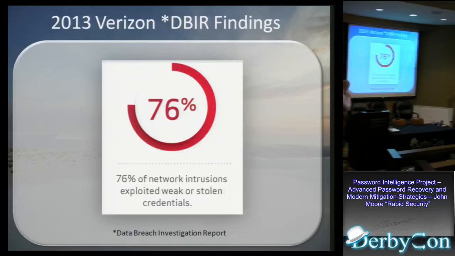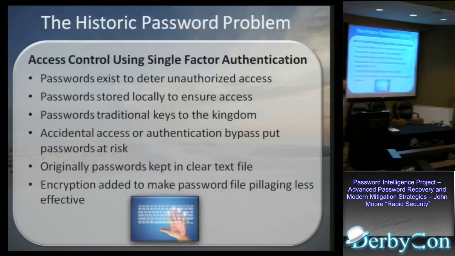76% of the network intrusions exploited weak or stolen credentials. That's saying that the bad guys are getting in not through the other 24%, but because we're having problems with passwords. So we need to fix this. This is a huge gaping hole in our security, as we can see through things like the Data Breach Investigations Report.